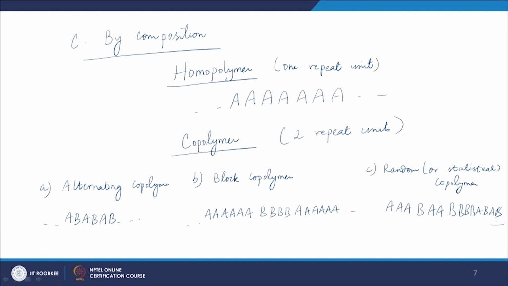Okay. Then there are other types of copolymer like what is called a graft copolymer, where you have the main chain of A's and then you have side chains of B's and so on. Okay. Just like we have a copolymer, we can also think of a terpolymer which will have 3 repeat units.